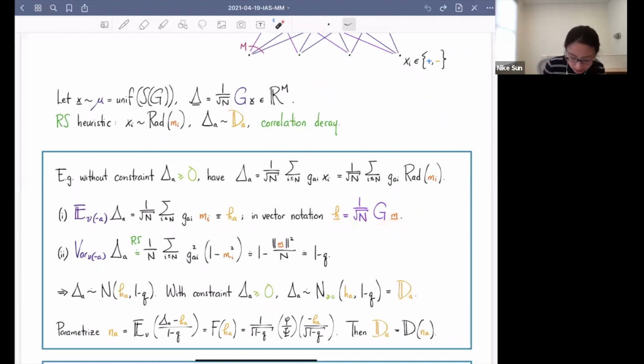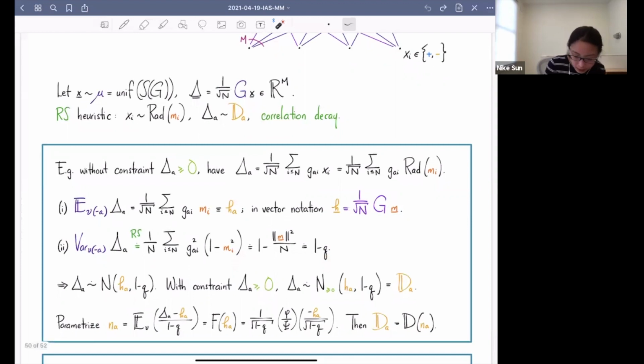And the variance of this thing is 1 over n. We're treating things as roughly independent, so it's an independent sum: 1 over n sum over i of G_ai squared, times the variance, which is 1 minus m_i squared. This will be random, some value that will be different for different a. But this value will be roughly the same for all of the a, and it is 1 minus q, where q is the scaled squared norm of m.